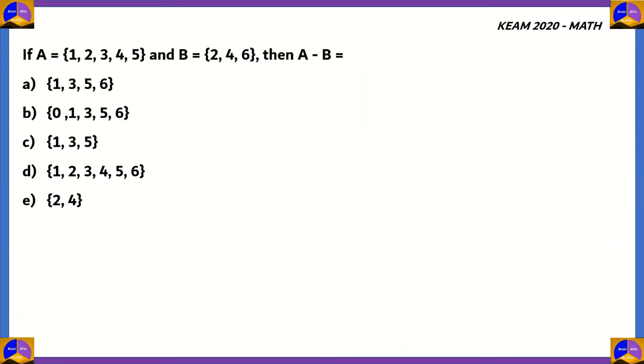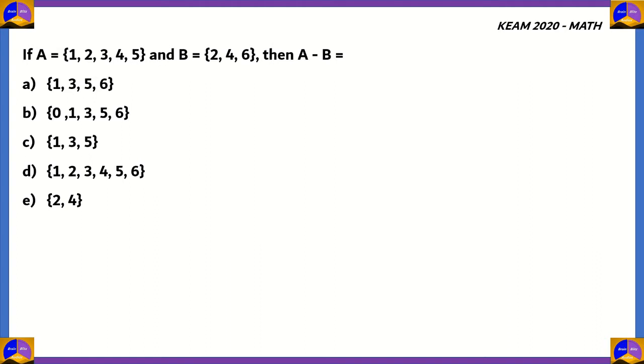Now let's look at this question. If A is the set containing the elements 1, 2, 3, 4, 5, and B is the set containing the elements 2, 4, and 6, then the set A minus B is: 1, 3, 5, 6; 0, 1, 3, 5; 1, 3, 5; 1, 2, 3, 4, 5, 6; or 2, 4.